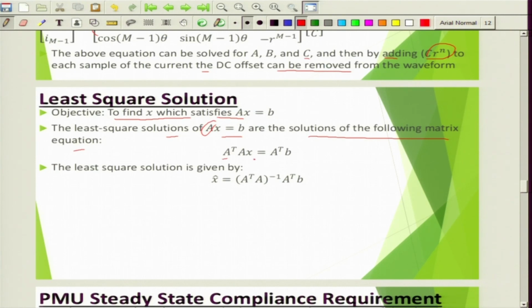So, A transpose A x is equal to A transpose b, just multiplying by A transpose, and then by using the least square solution we get x cap, the estimated value of the state variables, is equal to A transpose A inverse into A transpose into b.